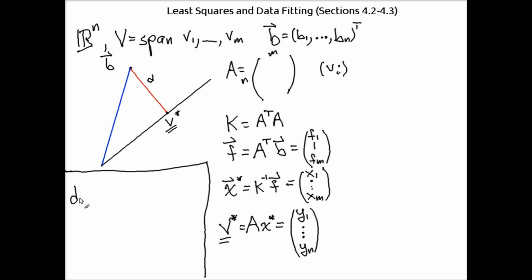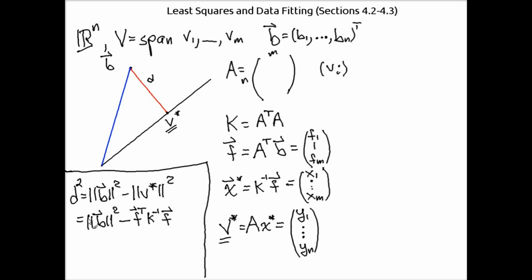And then the distance is, well, let's see, by the Pythagorean theorem, I'll take the distance squared, it's the length of b squared minus the length of v star squared. That's just by the Pythagorean theorem, and that's the length of b squared. And then the length of v star squared turns out to be F transpose K inverse F.